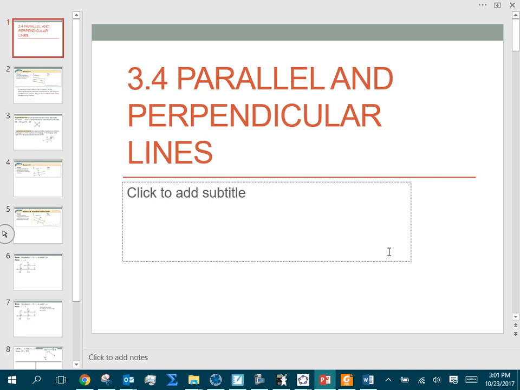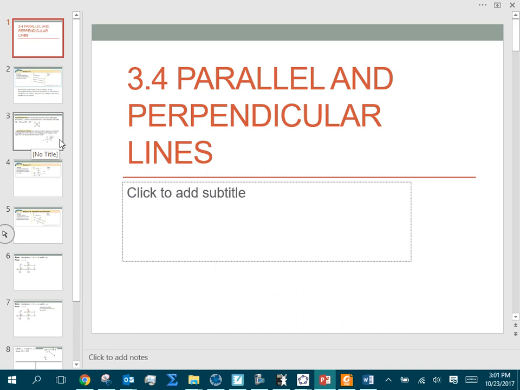Take too long to talk about 3.4, parallel lines and perpendicular lines and how they relate with one another. We have three theorems, which are pretty straightforward, pretty simple. But we use the statements a lot, use the arguments a lot, so it's good to give them their own theorems. And then two definitions.